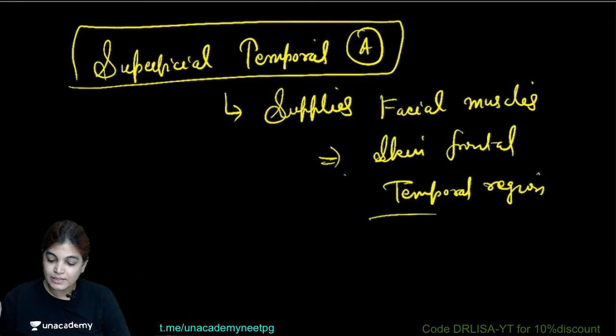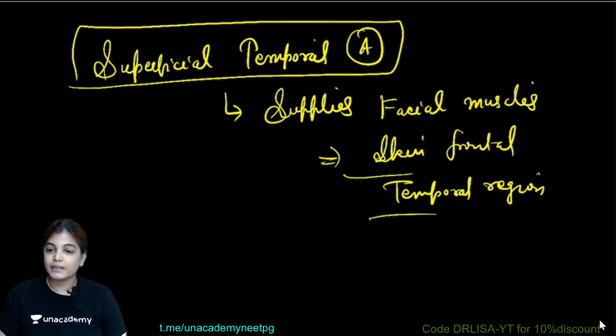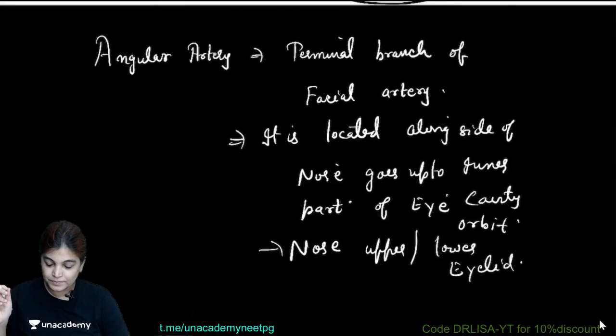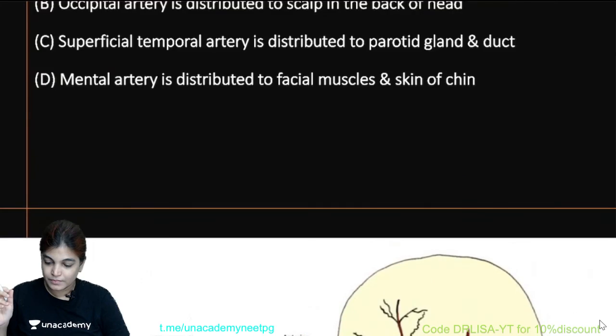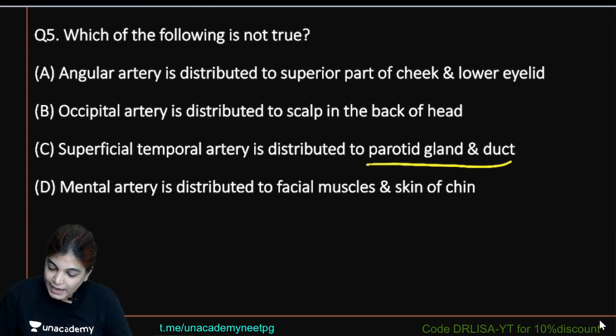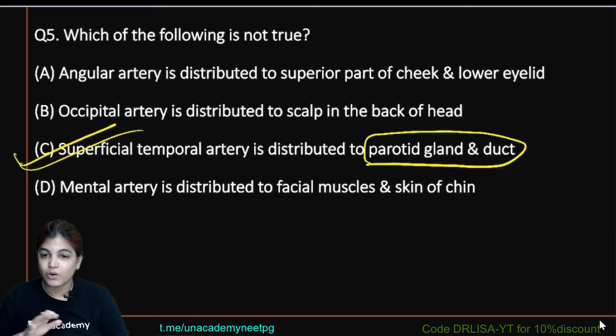So yes, option C is absolutely wrong, as we can see. So we have got the correct answer, but let's see the fourth option given here. Superficial temporal artery is distributed to the parotid gland and duct. So this is not right, and this will be the correct answer. Which of the following options is not correct? It's not the superficial temporal artery. It is the transverse facial artery, a branch of the superficial temporal artery, traversing inside the parotid gland and duct and giving distribution to the parotid gland and duct.